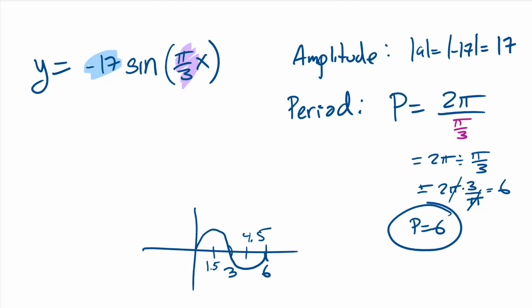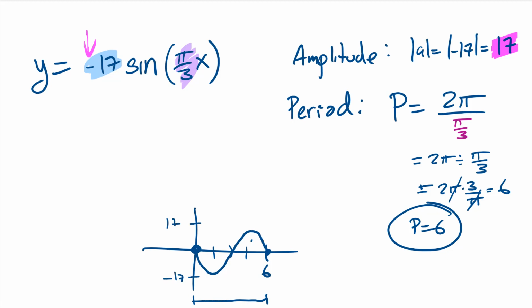But my graph's wrong. Shoot, I was trying to show you something simple. While the amplitude is a positive number, there's a negative right here, which means that we're going to reflect ours across the x-axis, which means sine will start by going down, not up. It'll take it 6 units, its period, to do one full cycle, but since we have a negative on our value there, we start by going down. And that's a reflection across the x-axis.